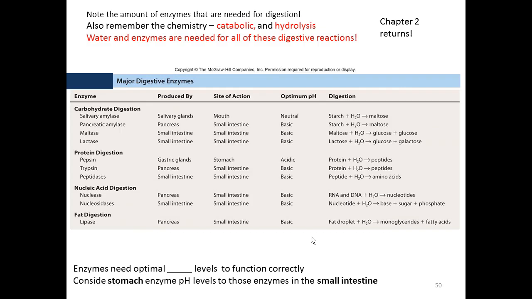And obviously, with the stomach enzyme, we talked about pH of 1 for pepsin. Pepsin can't operate outside of that, and protease could never operate in pH of 1. So they have their own niches of pH levels.